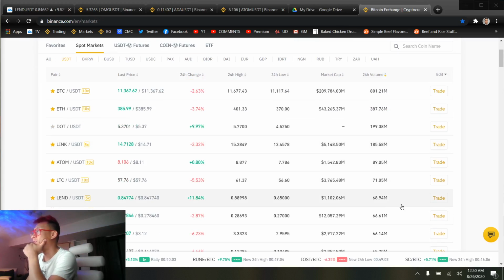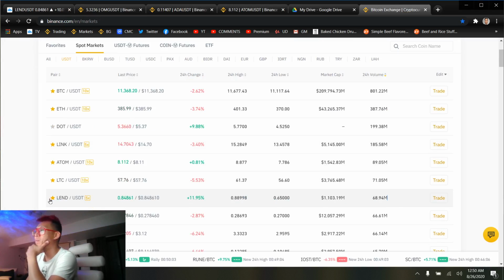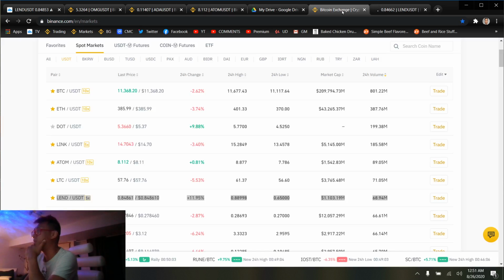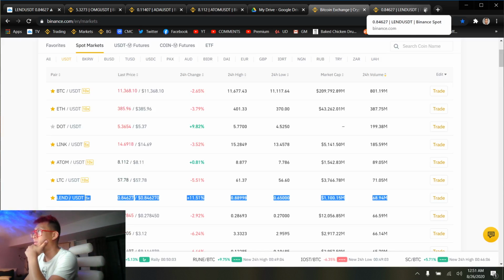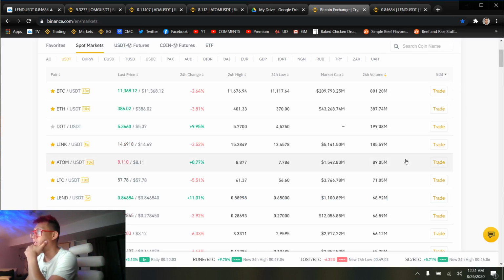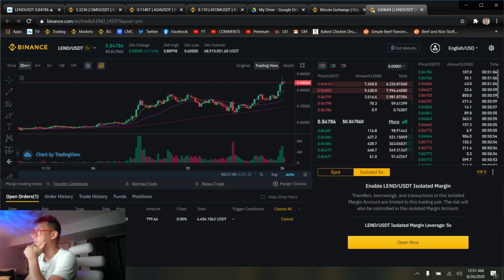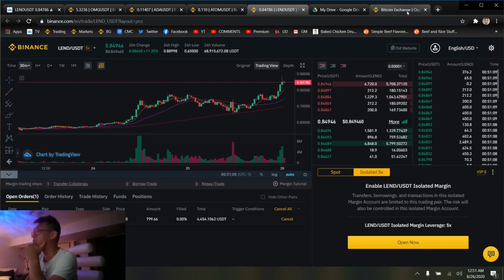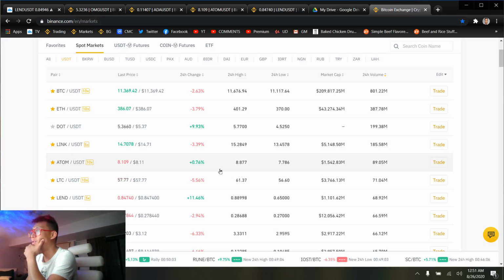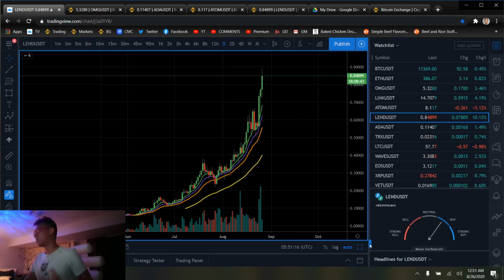Looking at lend right now on Binance, it's doing $70 million, 12% volatility there. Okay, that's pretty big. So we want to keep an eye on that for sure. I've never traded it before, but that's some pretty crazy volatility. Not interested, can't short. So lend is on my mind right now.